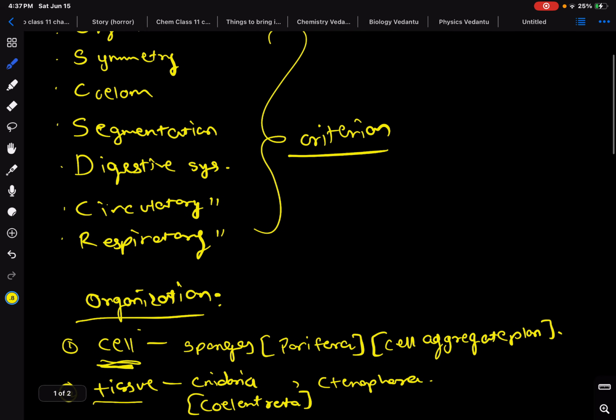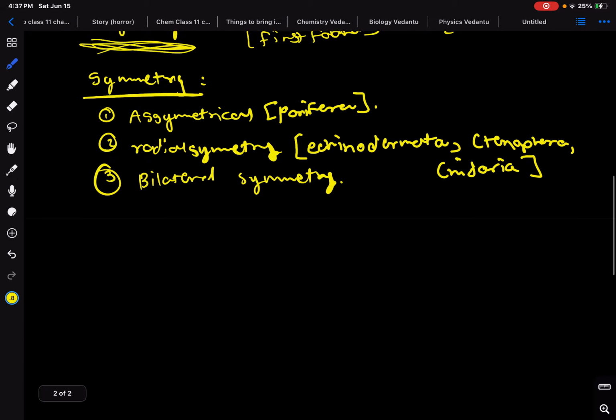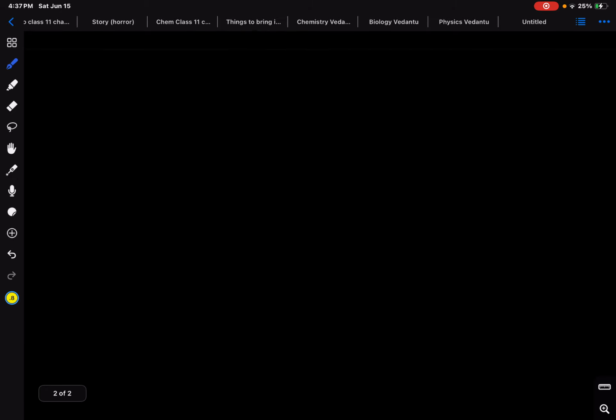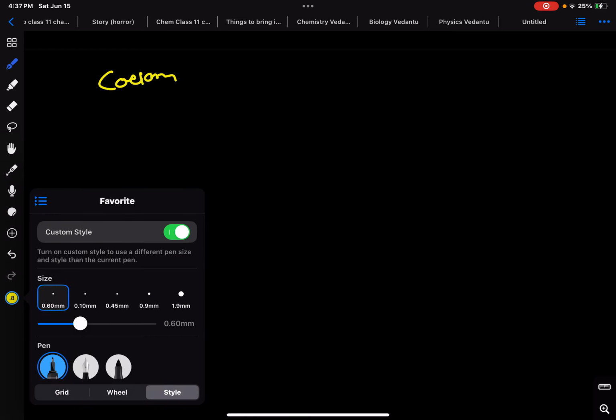Then we go on to coelom. So this concept is a little bit tricky. Let me decrease the size of this. Yeah, that's good.